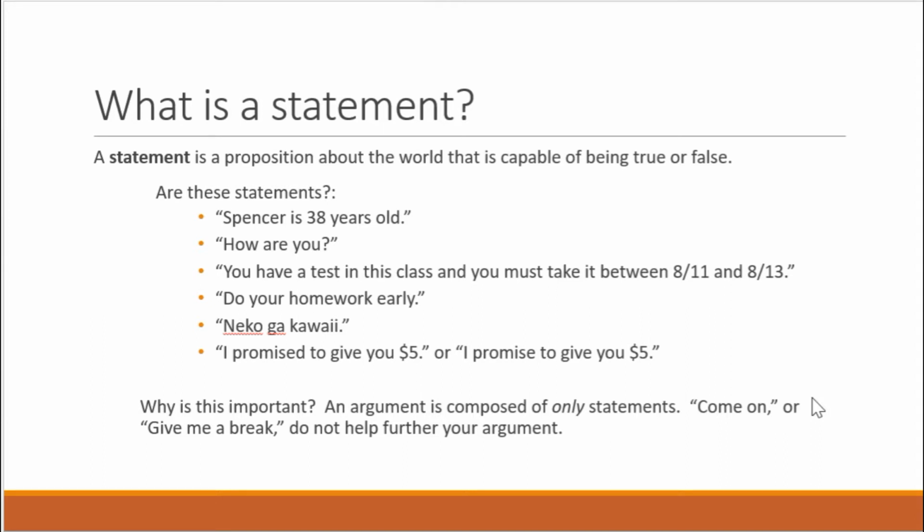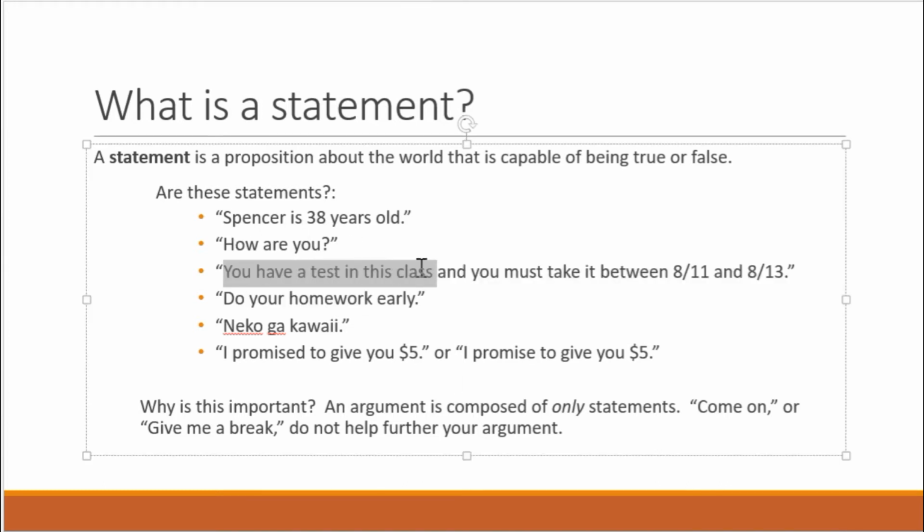Okay, so if you have a good argument, it's going to be composed of statements, so you need to know what is and is not a statement. How about this? You have a test in this class, and you must take it between August 11th and August 13th. Well, yes, it is a statement. As a matter of fact, it's two. The first statement is you have a test in this class. That can be true or false. And the second statement is you must take the test between the 11th and 13th of August. So that is actually a complex statement.